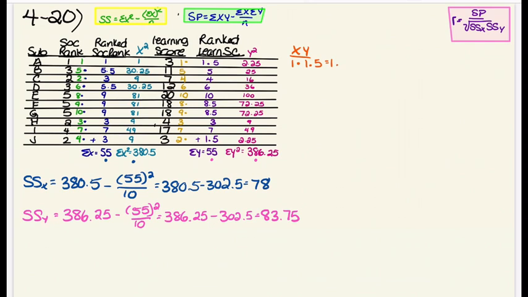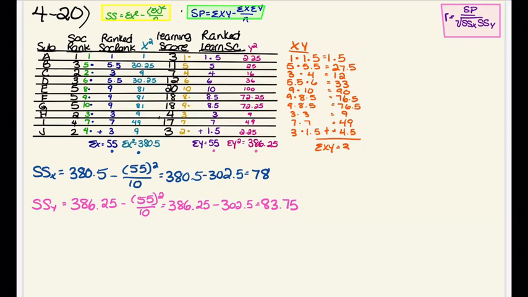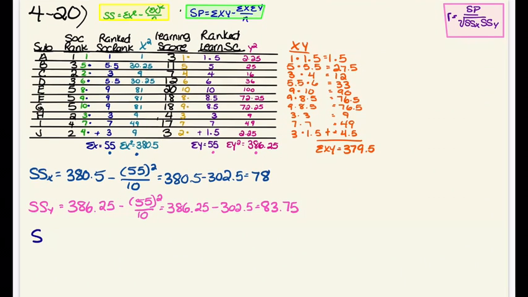Next, we'll find the sum of XY by taking each X score and multiplying it by its corresponding Y score and adding them up. In this case, our X scores are our ranked social rank and our Y scores are ranked learning scores. We'll add them together and find the sum of XY to equal 379.5. We'll find our sum of products by taking the sum of XY and subtracting the sum of X times the sum of Y divided by N. And remember that N is the number of pairs, not the total number of scores.